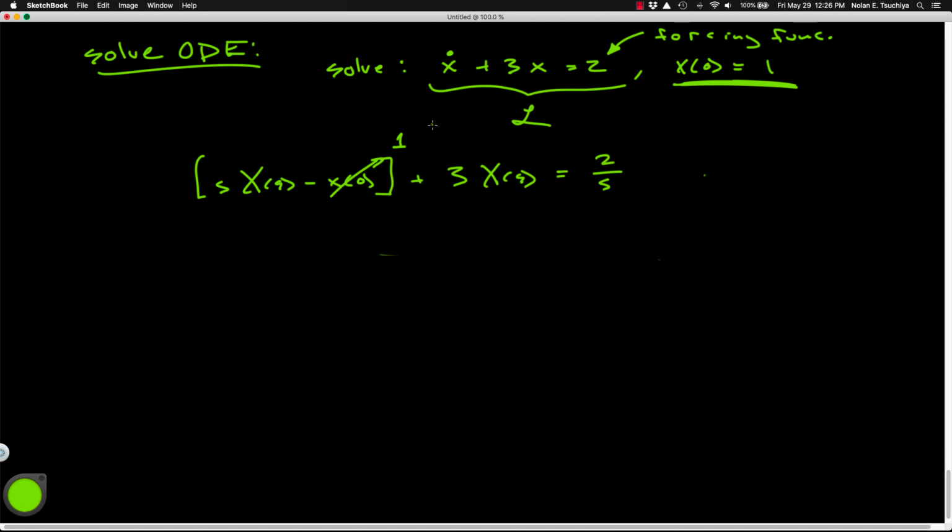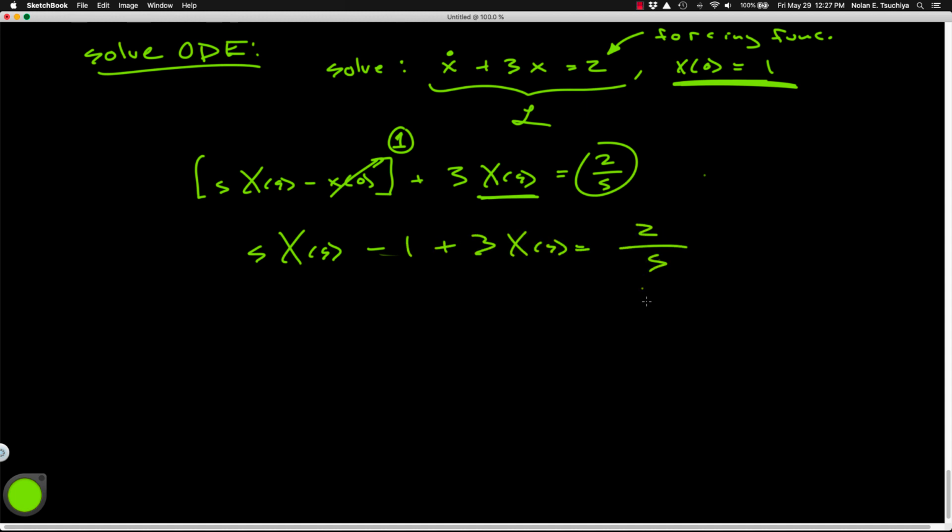So this is what I mean by jump into the s domain. In the s domain is where we're going to handle the initial condition, right here. And it's also where we handle the forcing function, since we took the Laplace transform of it. Once we've taken care of those things, we basically want to solve for big X of s. Let's clean things up a little bit. We've got sX minus 1 plus 3X is equal to 2 over s.